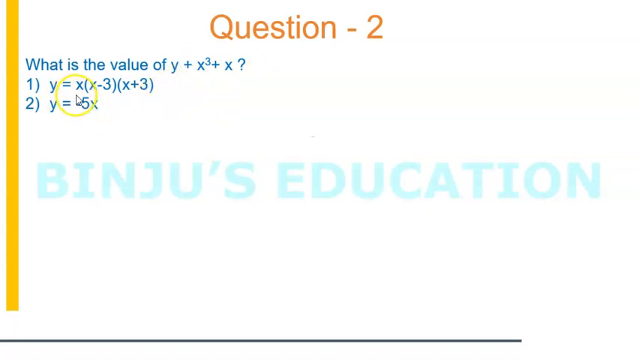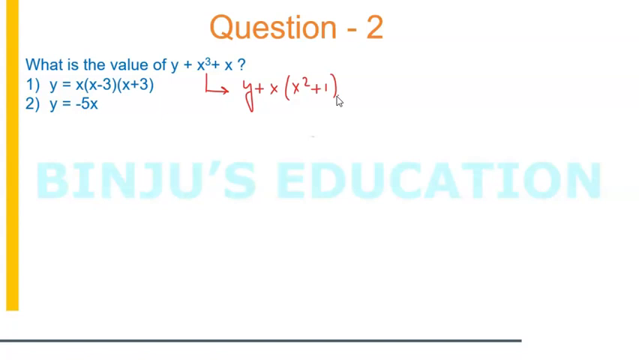The first one is y is equal to x into x minus 3 into x plus 3. Okay, now first is, can I simplify this y plus x cube plus x? So probably I may be able to rewrite this as y is equal to, no, my bad, not y equal to, this I can simplify as y plus x into x square plus 1. I think apart from this, I won't be able to do anything else.